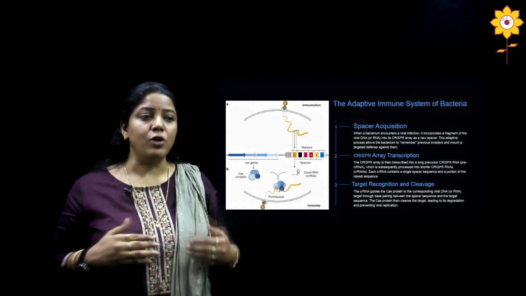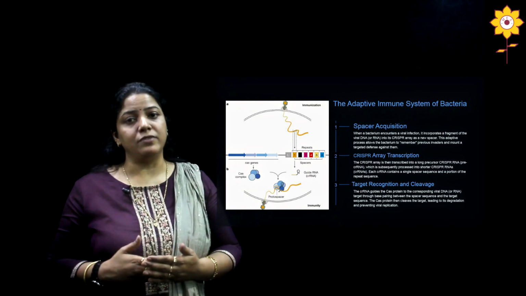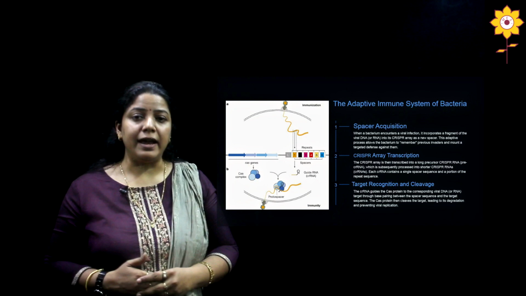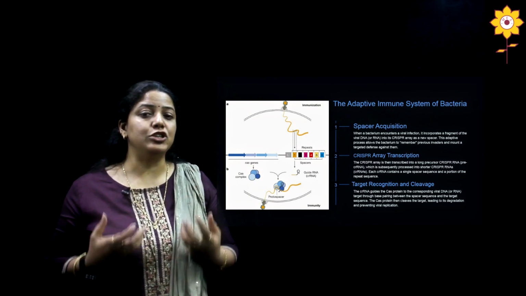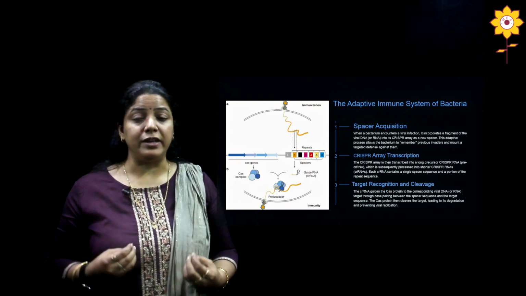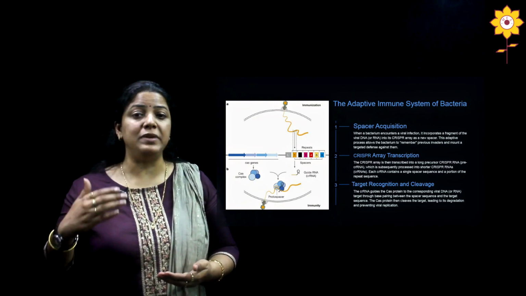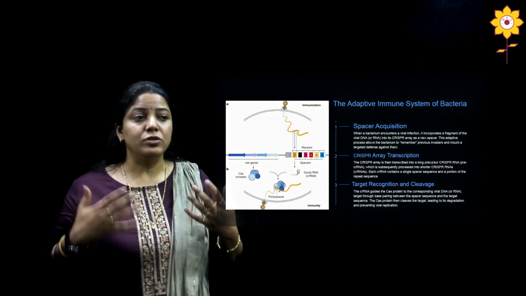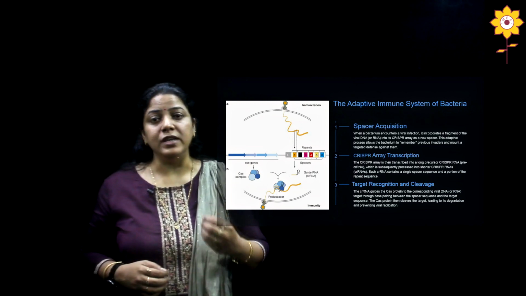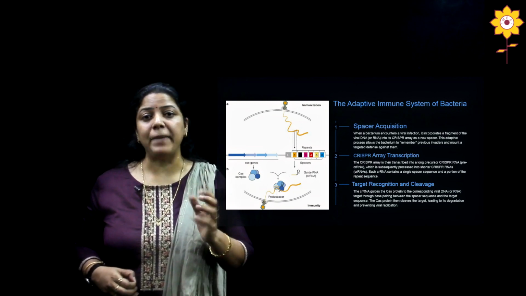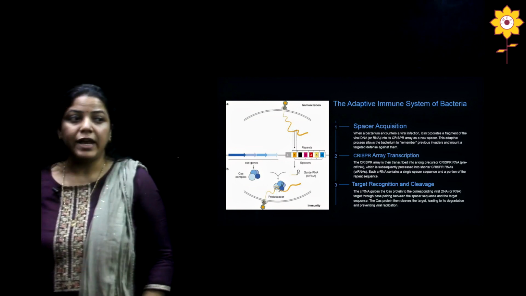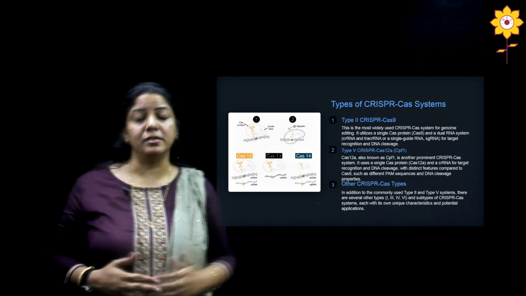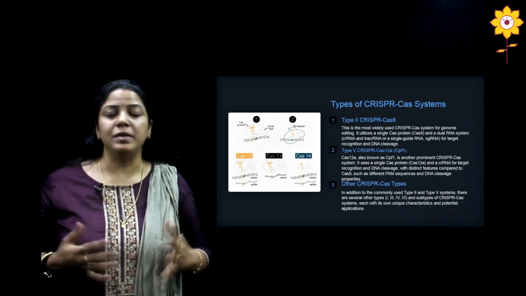And then later on, whenever there is a viral attack, protection is going to be given to these bacteria if this snippet has already been stored in the array. So this is the mechanism of the adaptive immune system in bacteria. Now let us understand what the different types of CRISPR-Cas systems available in the bacteria are.